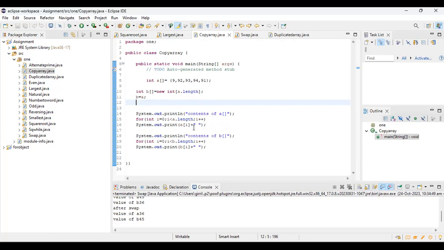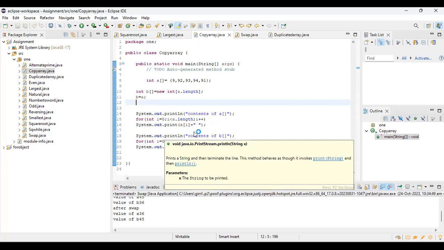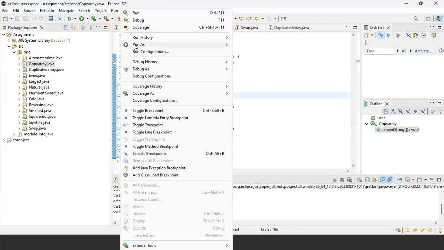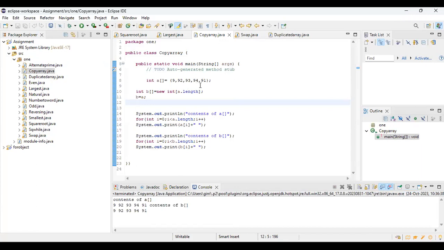So, print the value of A of I first, and then the contents of B is nothing. There is nothing in B, but I have initiated B is equal to A. Therefore, it has to move through each and every element whenever it is going inside the for loop. So I'm executing it now. And I have given the data in the program itself as 9, 92, 93, 94, 91. So the contents of A is 9, 92, 93, 94, 91. And the contents of B is also 9, 92, 93, 94.